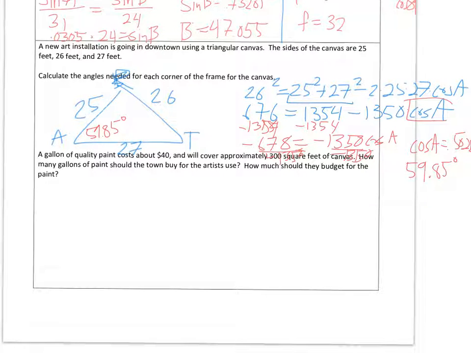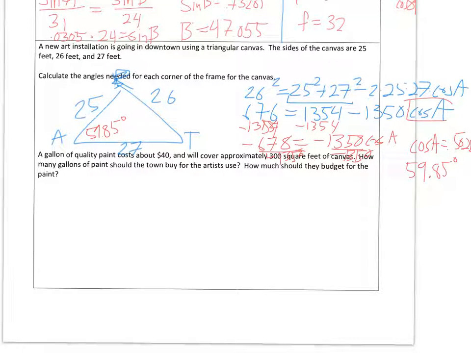Okay, 59.85. Just like we did up above, I could use law of sines to calculate the other two angles. I'm not going to do that for now. I'm going to move on to the next piece. So a gallon of quality paint costs about $40 and will cover approximately 300 square feet of canvas. How many gallons should the town buy for the artist's use? How much should they budget for paint?